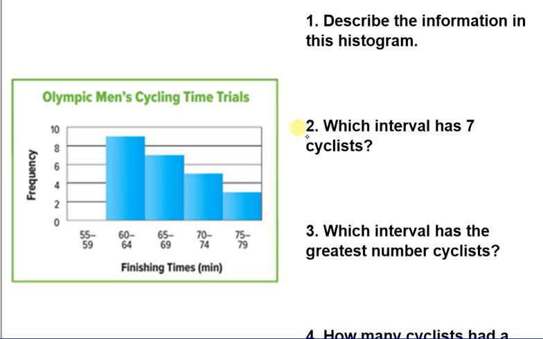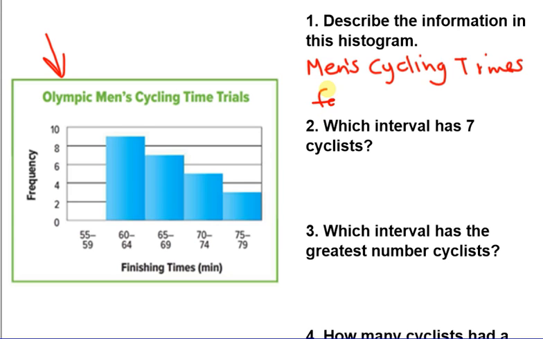So first question, describe the information in this histogram. The easiest way to figure that out is to look at the title. So in this case, the information is about men's cycling, that's bicycles, times for the Olympics. And you don't have to word it just like that. You can word it any way you want, but the area you get this information from is in the title. Okay, that's the easiest place.